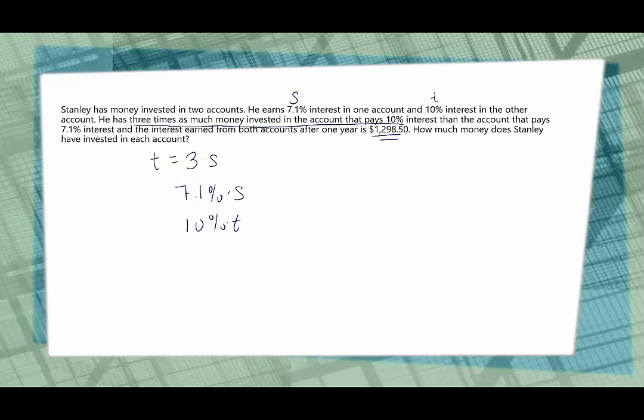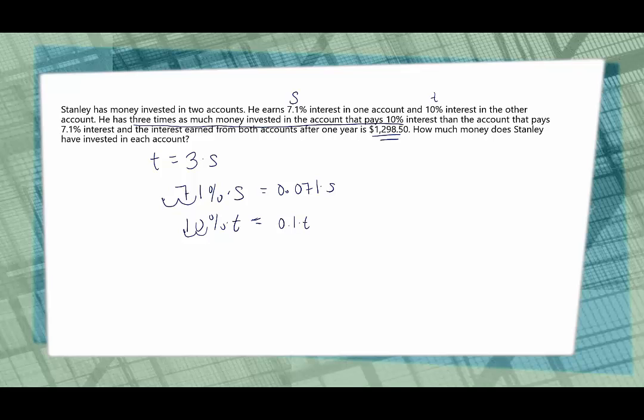Now, unfortunately, we can't use 7.1% as a percent. We need to convert it to a decimal or a fraction. We can convert it to a decimal by moving the decimal point 2 places to the left. That gives us 0.071 times S. That's a usable number. And same thing with 10%: we move the decimal 2 places to the left, and we get 0.1 times T.